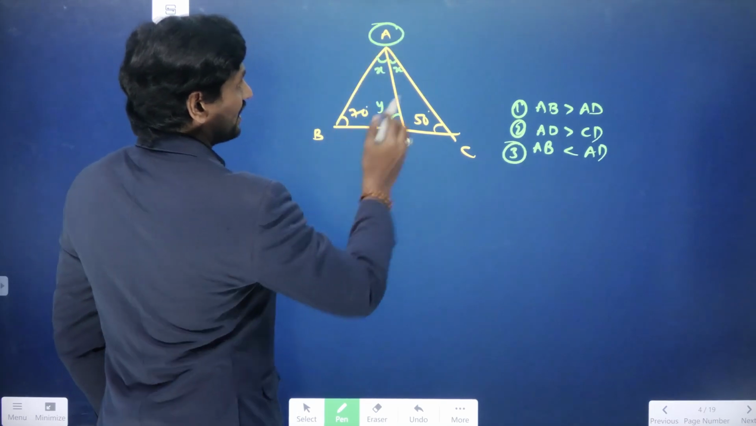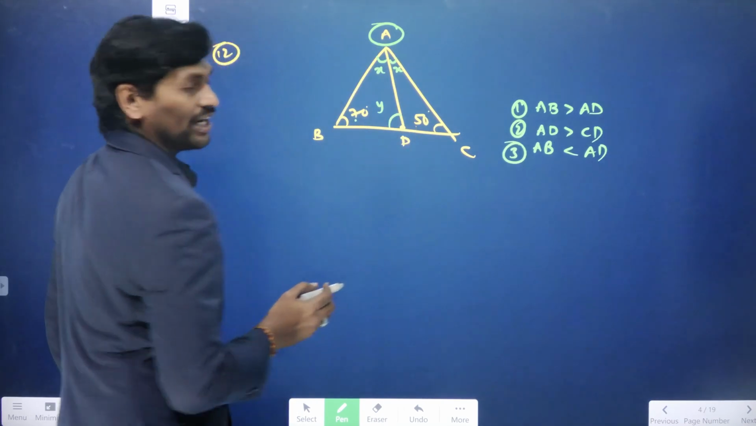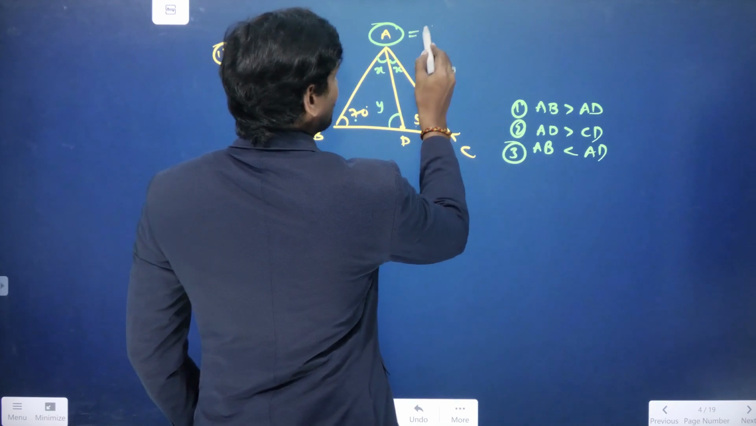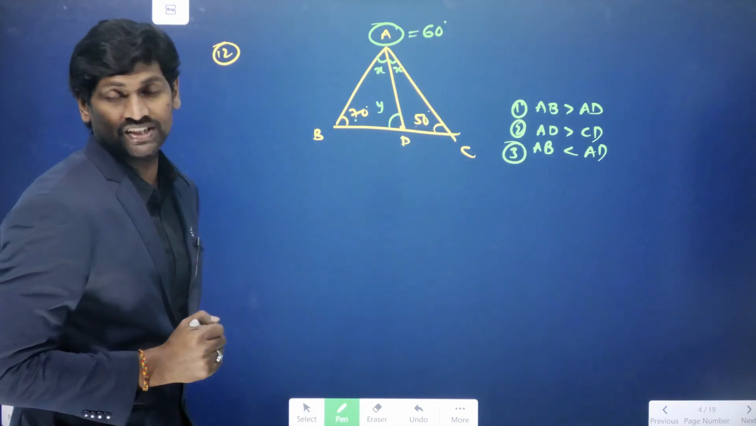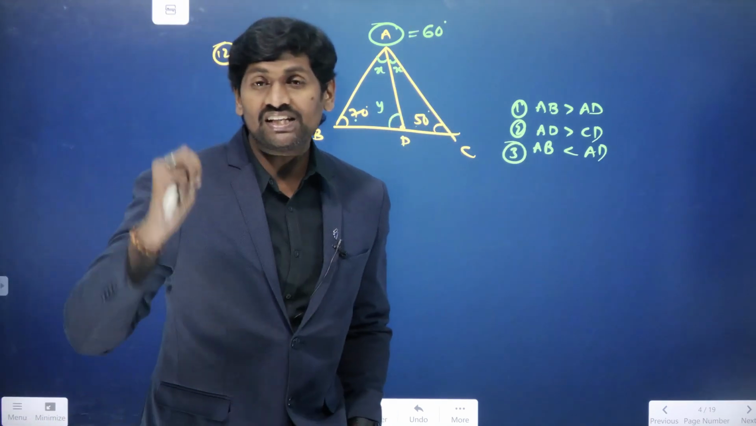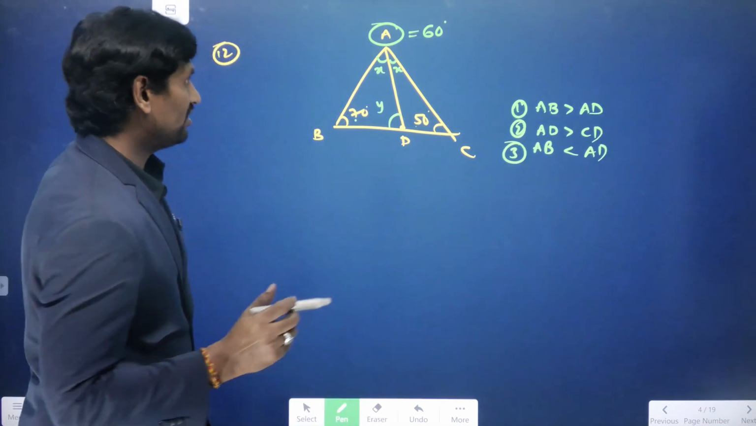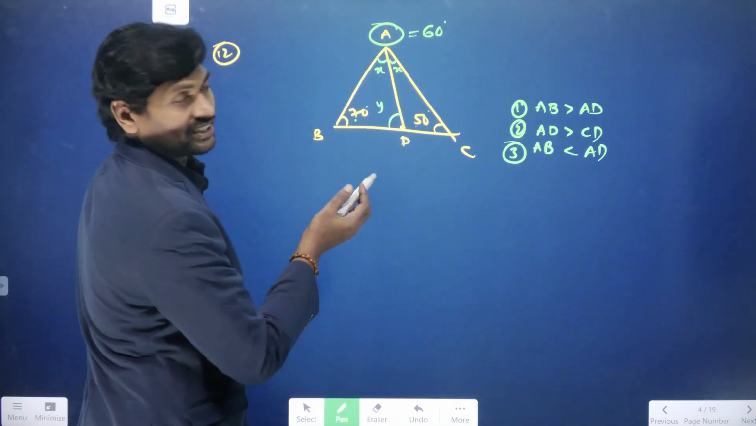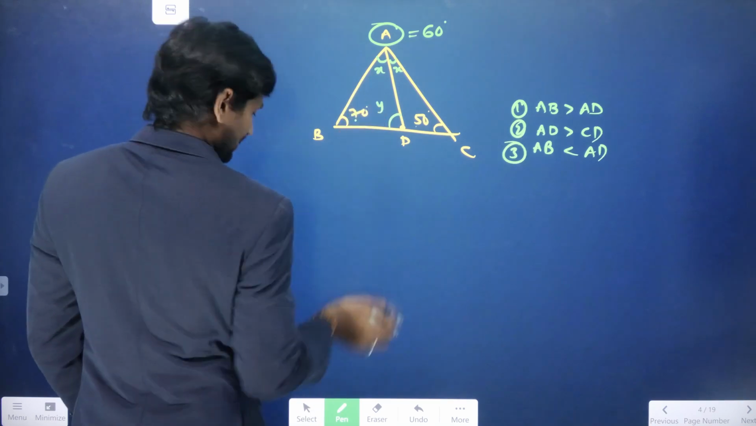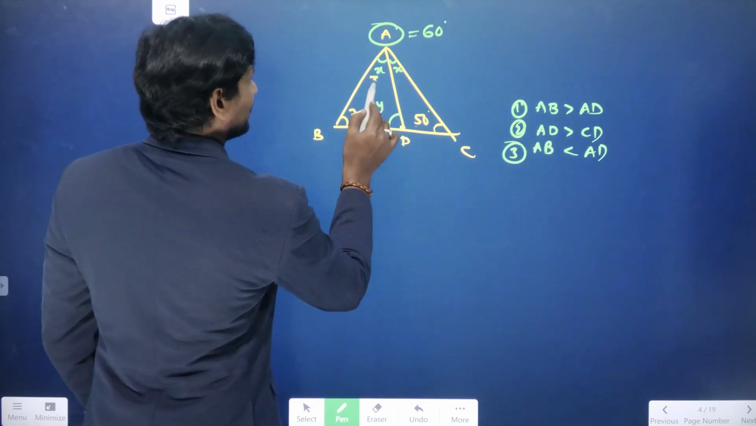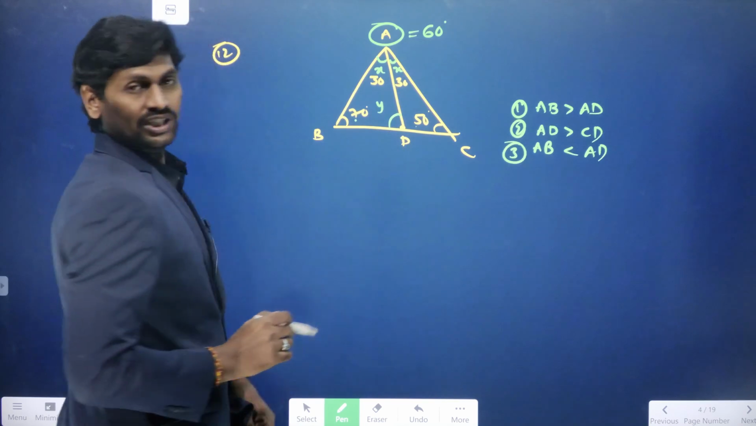Total angle A is equal to 70 plus 50, 120, then angle A will be 60 degrees, because the sum of the three angles in a triangle is 180 degrees. Okay? So from this it is an angular bisector. So angle X is 30 and this one is 30, dividing into two equal parts.